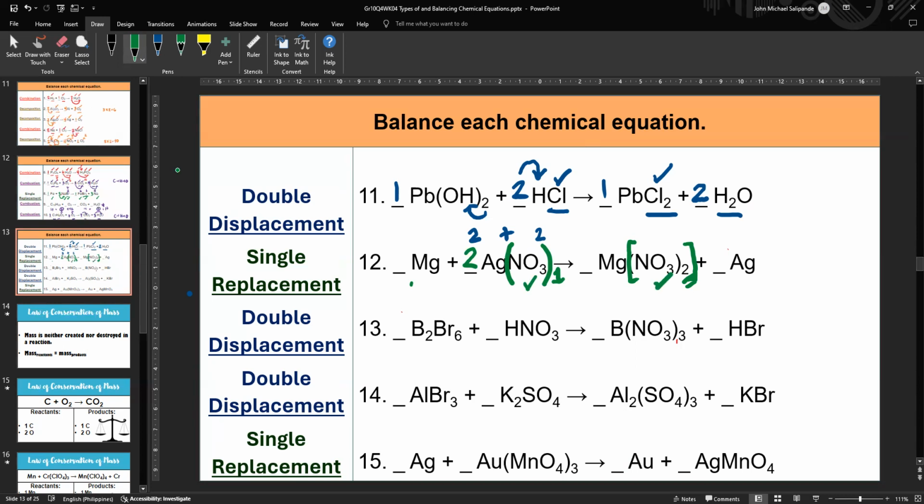As a consequence of writing 2 as the coefficient of AgNO3, there are now 2 silver atoms here on the left side, and there's only 1 on the product side. So I have to multiply Ag by 2. And with magnesium unaffected by the new coefficients, that leaves us with a balanced equation already. So for formality, let me just write 1 on the remaining ones.